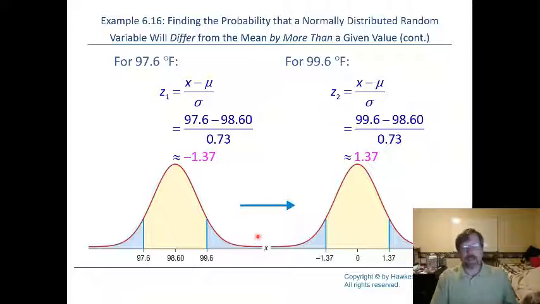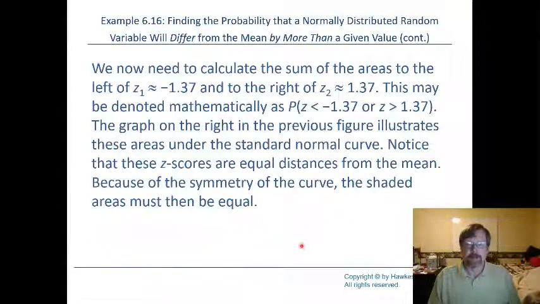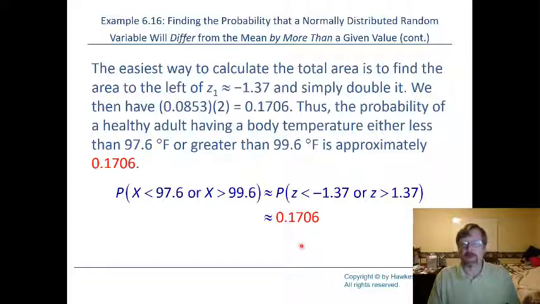Just as with the previous problem, well, we can do this a little more simply. We can look up the one value and multiply by 2 because it's symmetric. That's probably the simplest way to do it. We can go through the exact same steps we went through for the last example, or we can just look it up for one side and multiply by 2. If we do that, we end up with 0.1706.